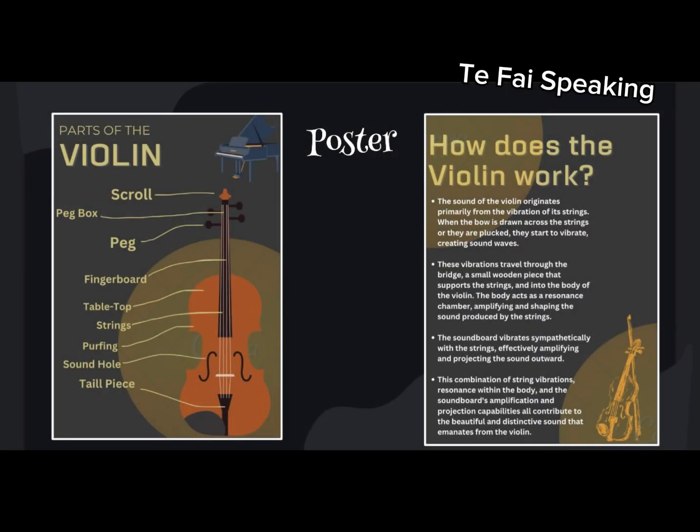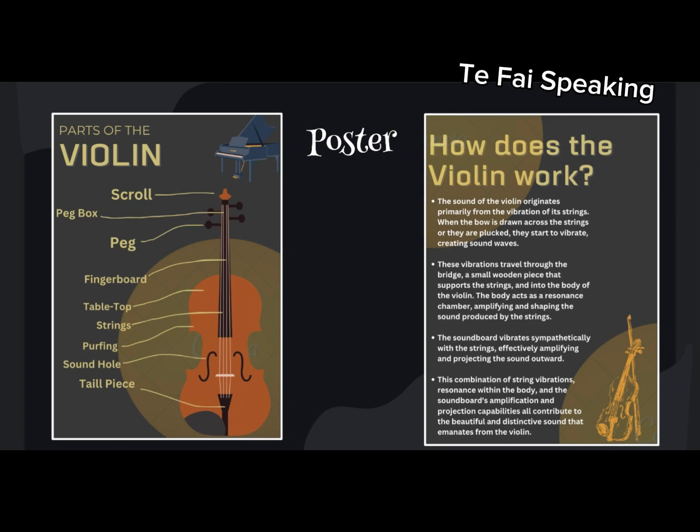Now here are our posters. The first poster represents the parts of the violin, consisting of the scroll, peg box, pegs, fingerboard, tabletop, strings, purfling, sound hole, and tailpiece, which are considered to be the main parts of the violin.